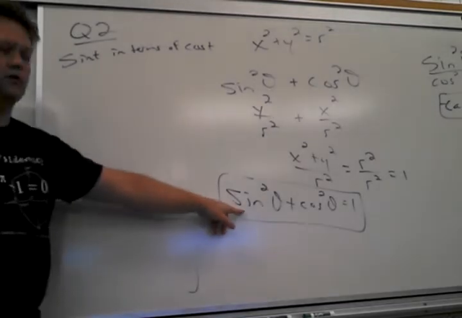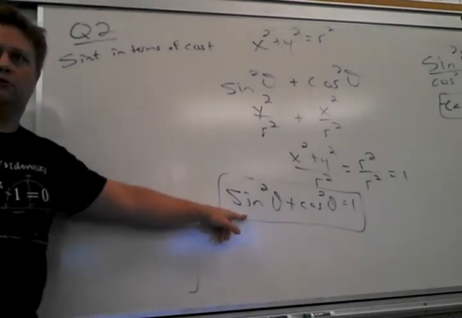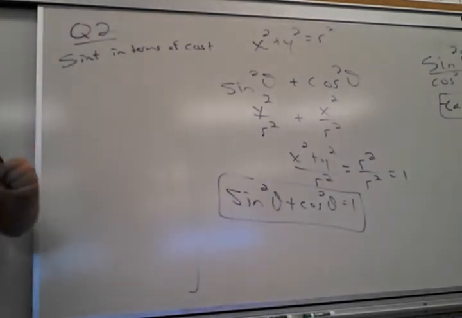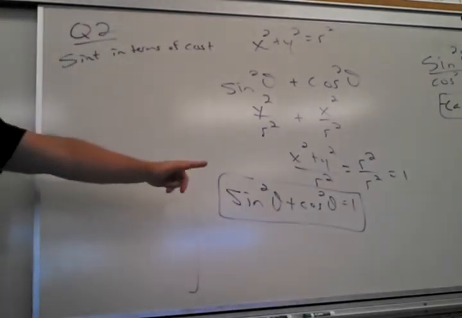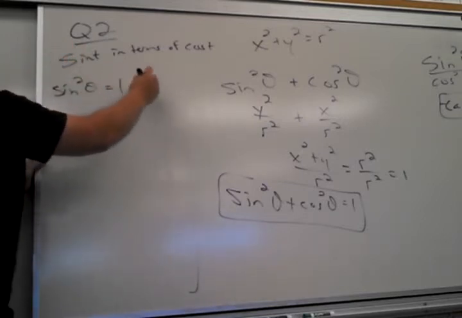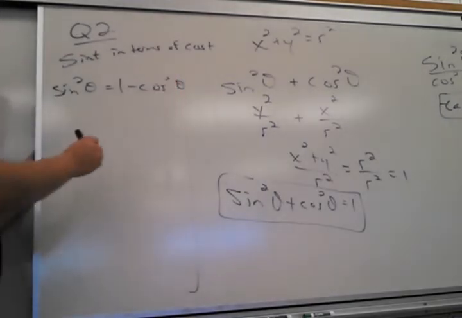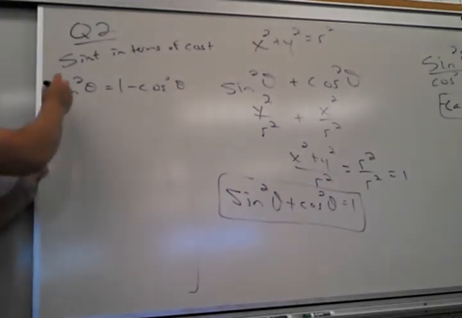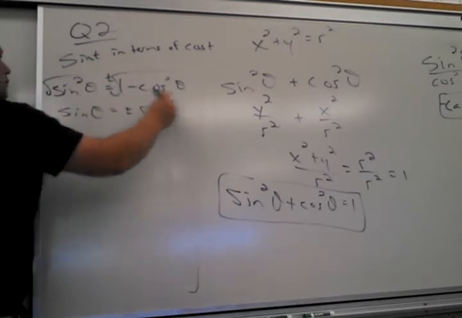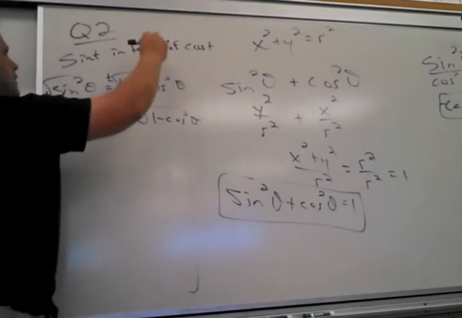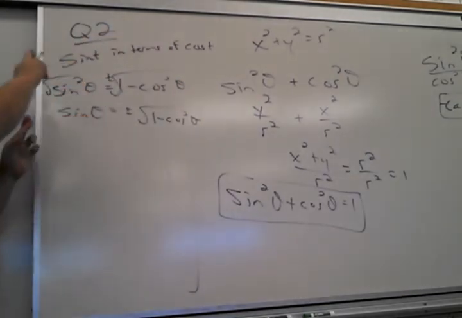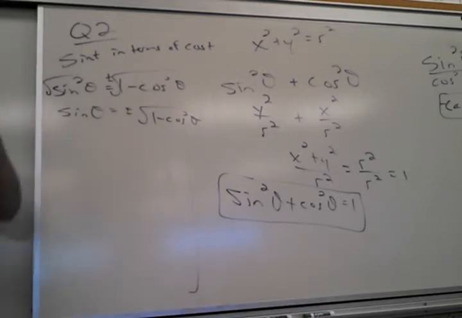Start with this, because this is an equation I can actually solve for sine. So solve that for sine. How do you solve that for sine? You subtract cosine squared, and then you take a square root. Of course, when I do that, I do plus or minus, but which quadrant am I in? The second quadrant. So what's sine in the second quadrant? It's positive, because I'm still up here.